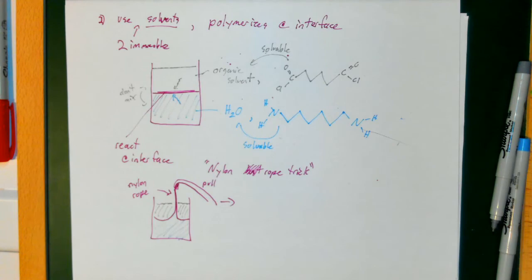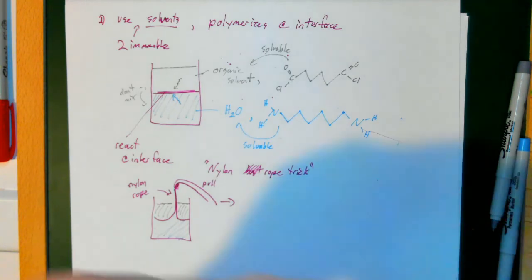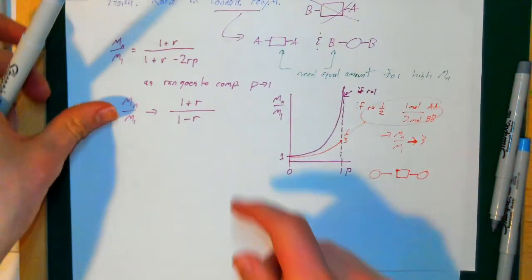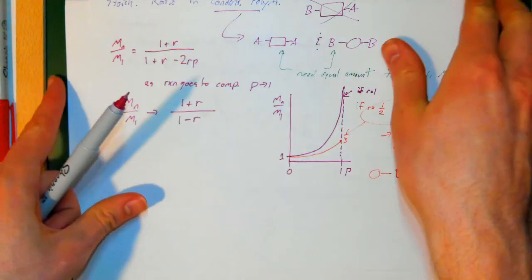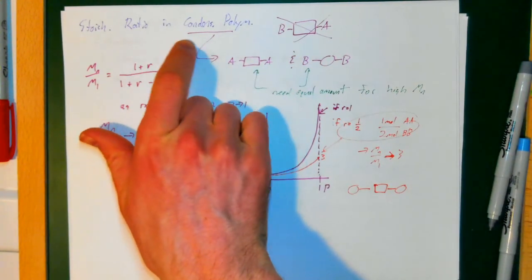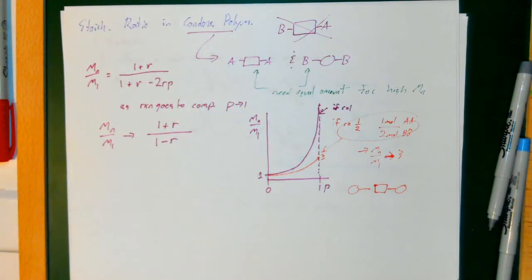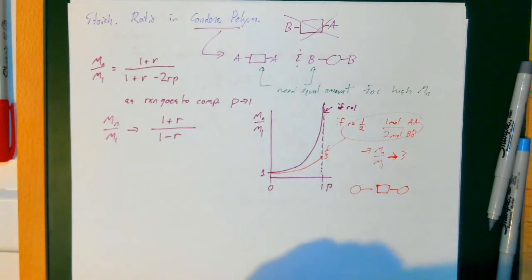All right, so that was just a short lecture this time on how and why it would be important to get a proper stoichiometric ratio when polymerizing these condensation polymers.